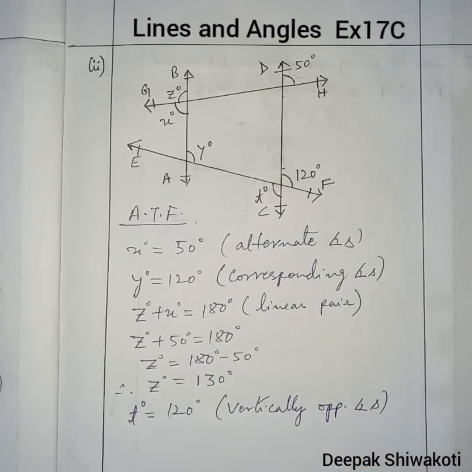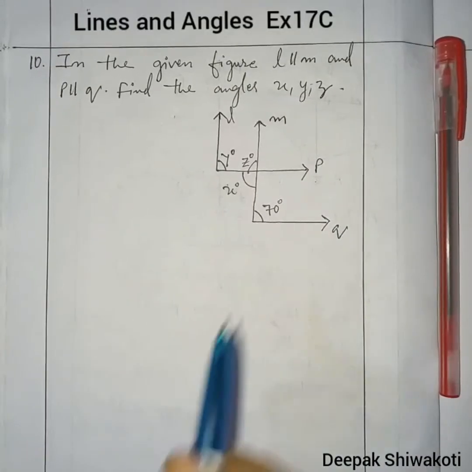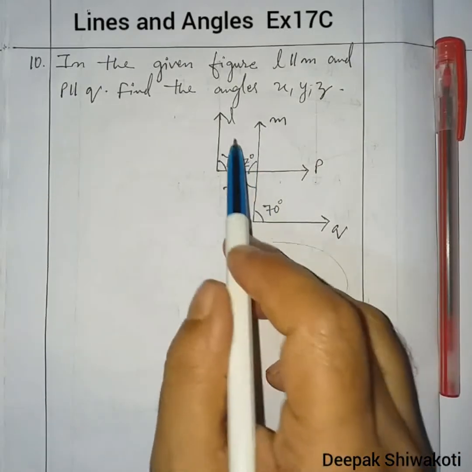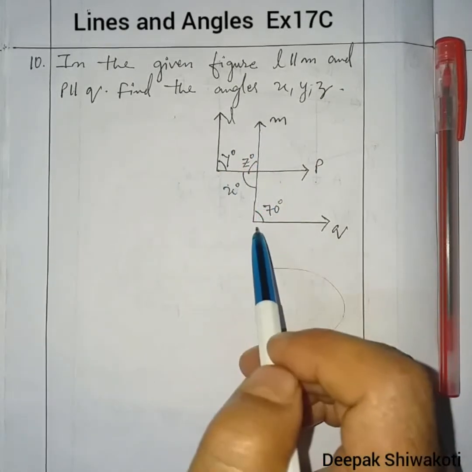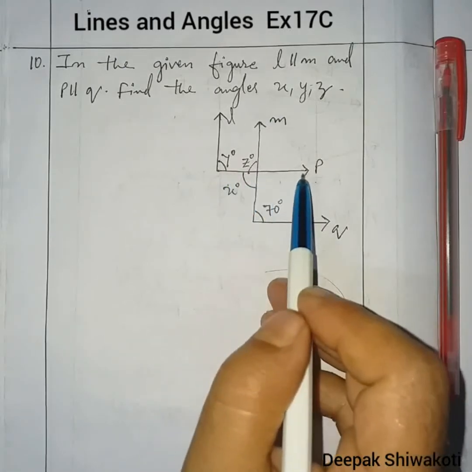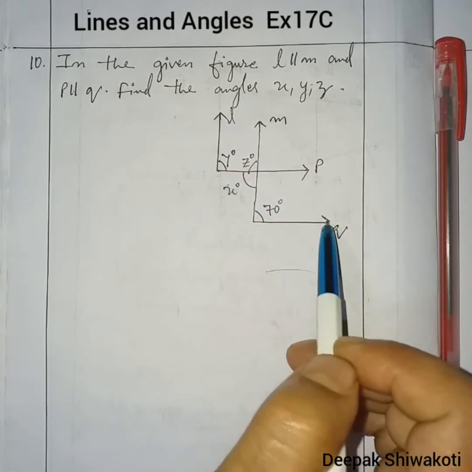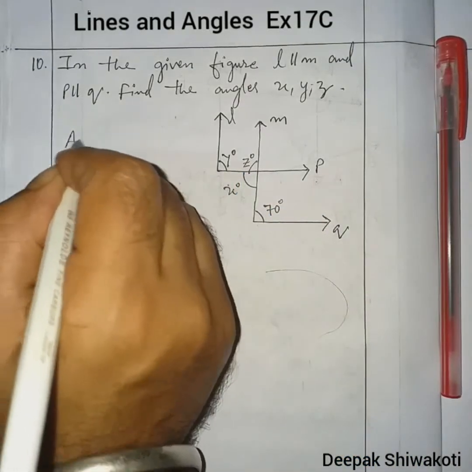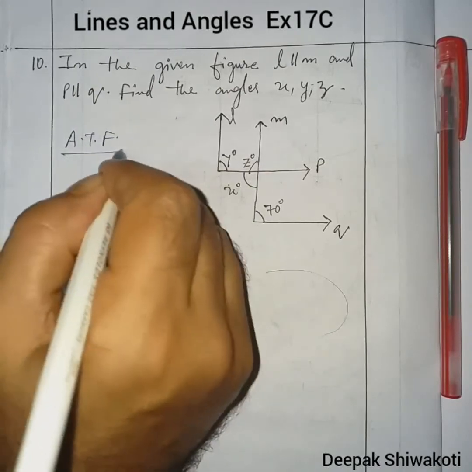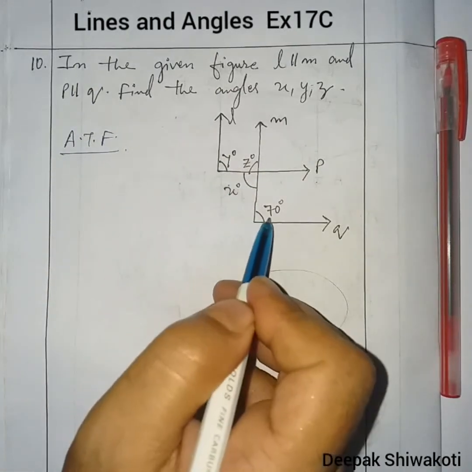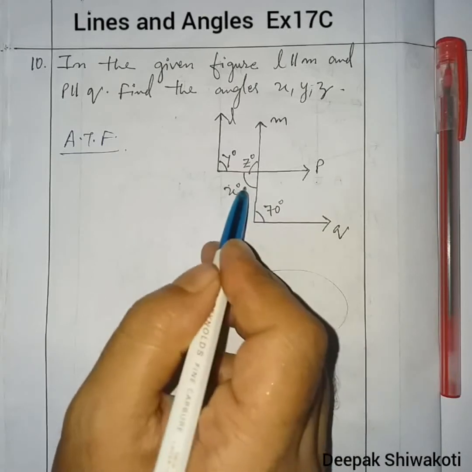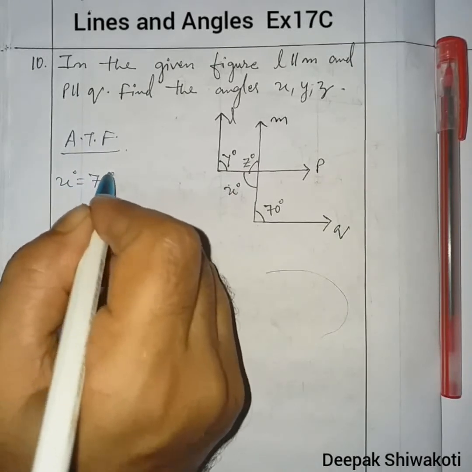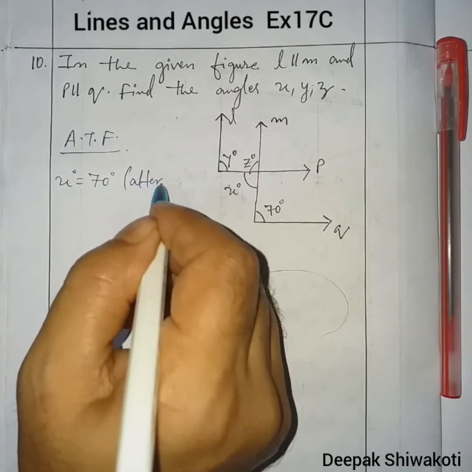Next is question number 10. In the given figure, L is parallel to M. This line L is parallel to line M, and line P is parallel to line Q. Okay, and we have to find the value of x, y, z. So according to the figure here, x degree is equal to 70 degrees, because these two are alternate to each other, isn't it? X degree is equal to 70 degrees, alternate angles.